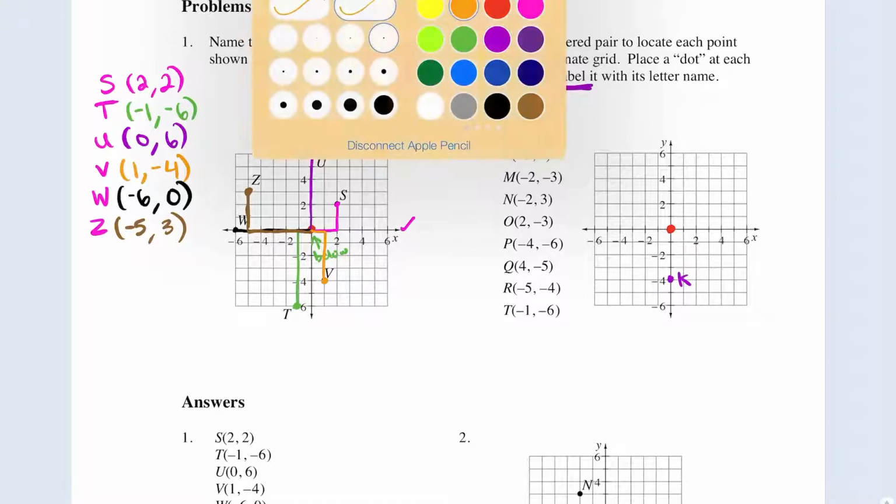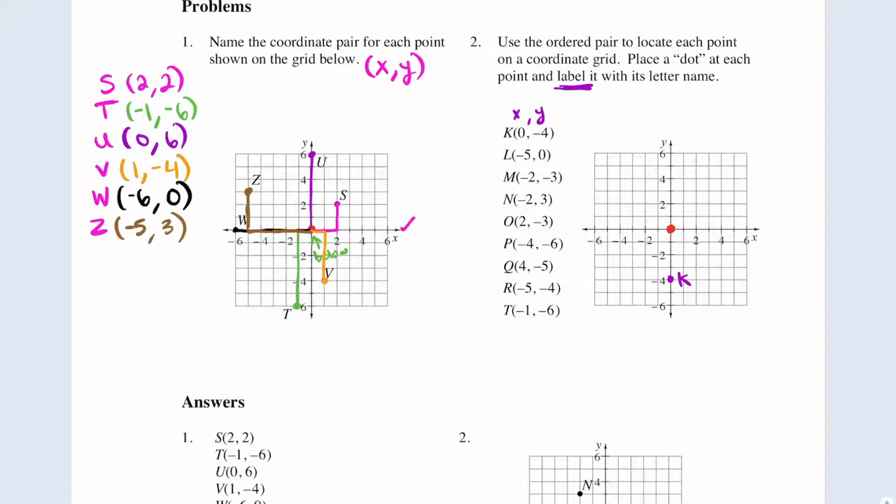All right, let's try the next one. So point L is at negative 5, 0. So I need to find negative 5 on my x-axis first, and that just happens to be over here, right? And then I need to go to where my y-coordinate is telling me to go. In this case, we got lucky because y is just 0, so that's just going to sit right here on the x-axis, and this is point L.